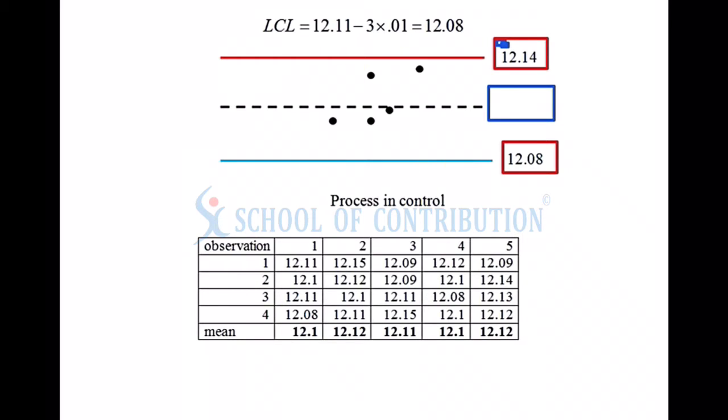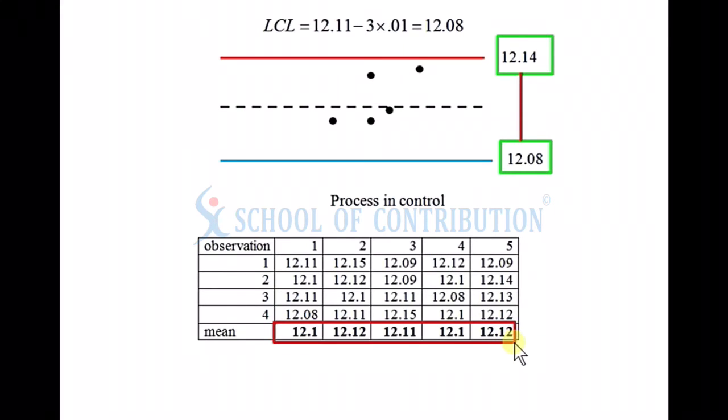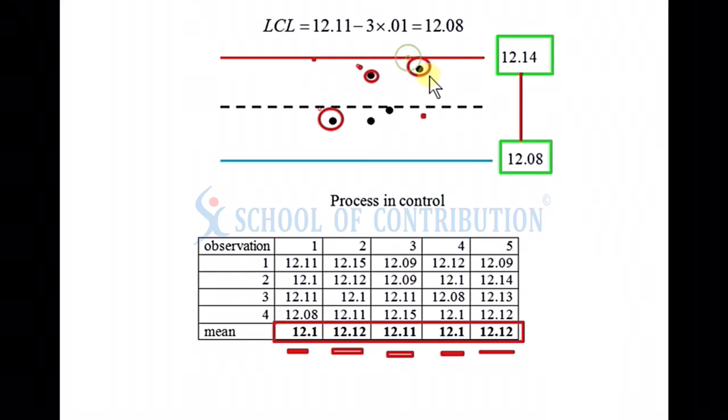As we see over here, আমরা একটু খেয়াল করে এখানে দেখতে পাই যে আমাদের এখানে দুইটা ভ্যালু 12.14 and 12.08, এই দুইটা রেঞ্জের মধ্যে আমাদের সকল স্যাম্পল মিন এক্সিস্ট করে। আমরা খেয়াল করি 12.10, 12.12, 12.11, 12.10, 12.12, all these values exist in this range. That means all data points fall in the acceptable range, in the control limit.